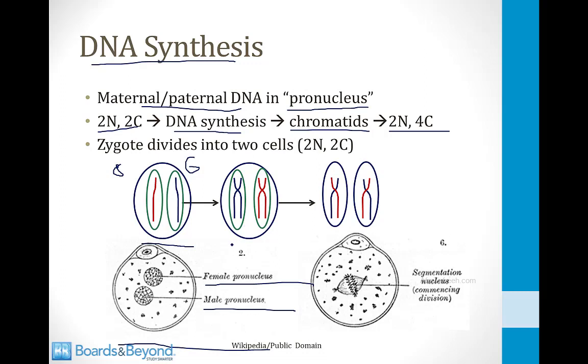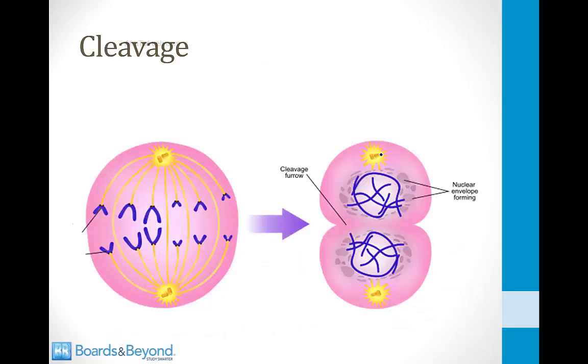So we now still have two copies of chromosome 6. This cell in the middle of the screen is still 2N, but it is now 4C because there are four chromatids. Then the cell can undergo division and become two cells, each with one copy of DNA from the mother and one from the father. So when this occurs, the zygote divides and it now becomes two cells that are 2N, 2C. And this process by which the zygote divides is called cleavage. It's one of the first important steps in formation of a multicellular embryo.